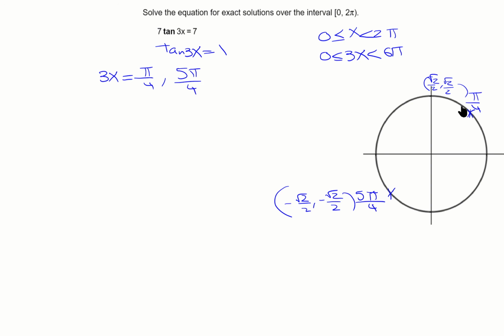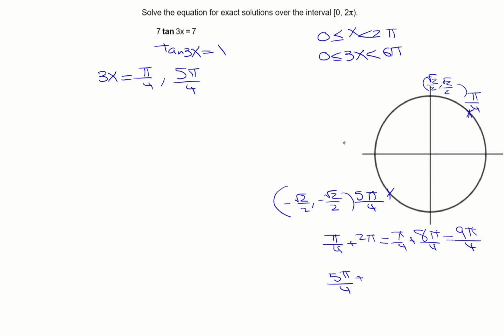All right, so if I go one full circle around, so I'm going to add pi over 4 to 2 pi. So let me show you a little bit of the arithmetic here. So that's pi over 4 plus 2 pi, which is of course 8 pi over 4. So I get 9 pi over 4. And the same with 5 pi over 4, I can go one full circle around and I get 5 pi over 4 plus 2 pi, which is also 8 pi over 4, so we get 13 pi over 4. So here we are going to have 9 pi over 4, 13 pi over 4. But remember, we can go around 3 times.